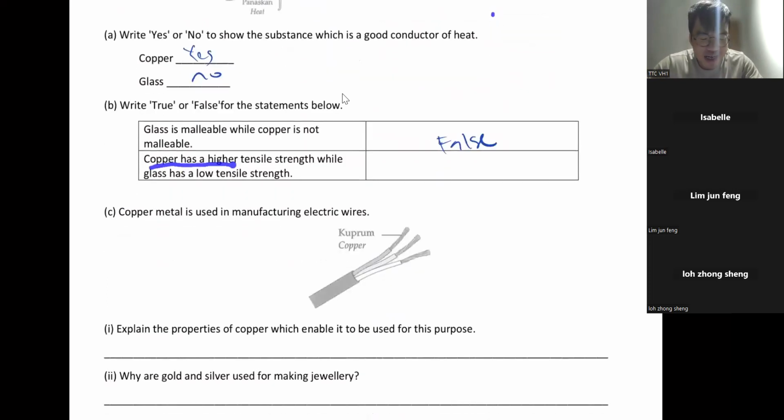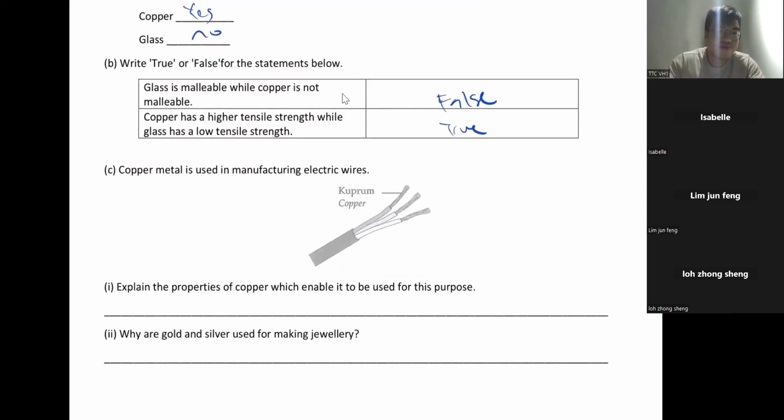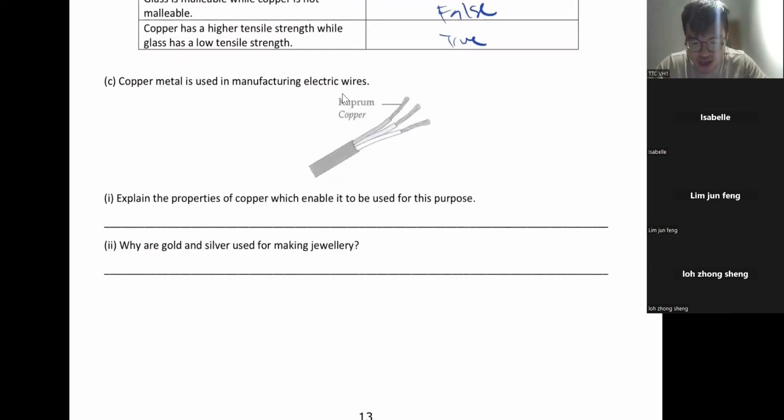Okay, so copper has a higher tensile strength while glass has a lower tensile strength. True or false? Copper is stronger than glass. Okay, yes, true. Okay, true.